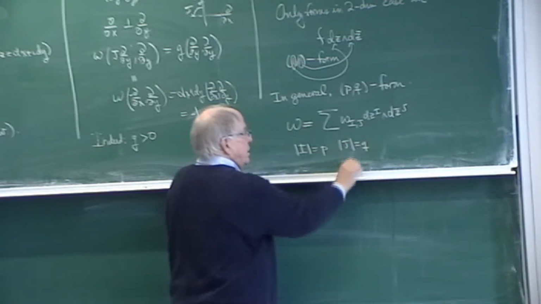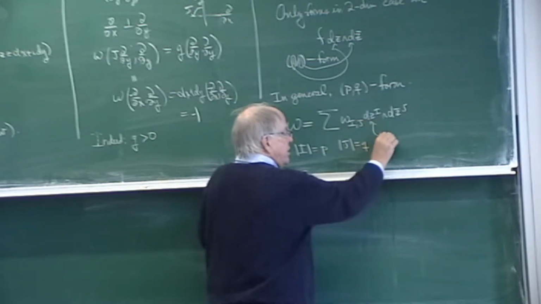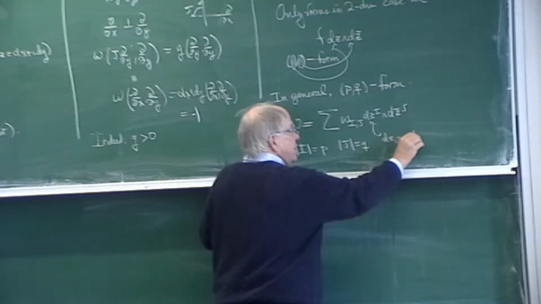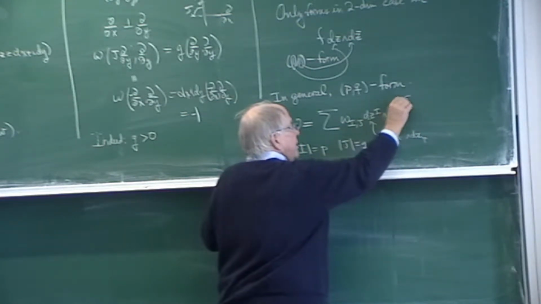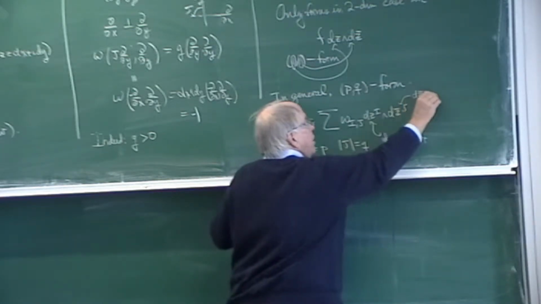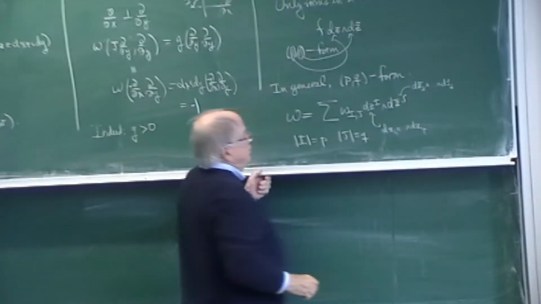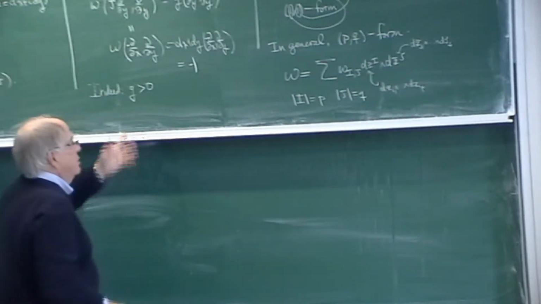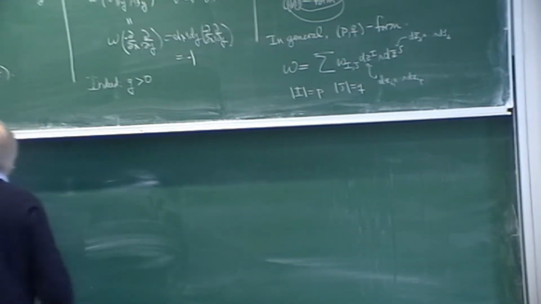If you're not accustomed to these multi-indices, by this I mean dz I1 wedge through dz Ip, and by this I mean dz bar j1 wedge through dz bar jq. Well, that's just what we call a PQ form. And so in general, we're interested in two forms.